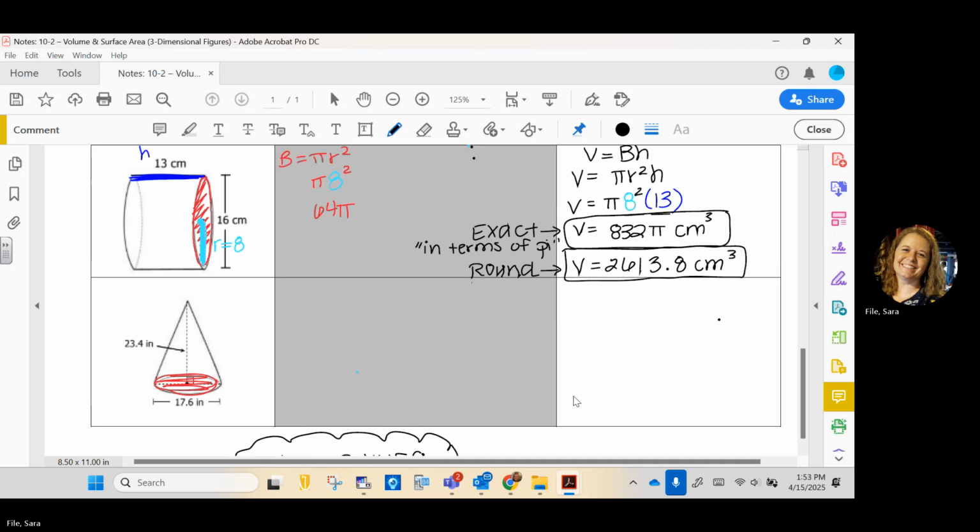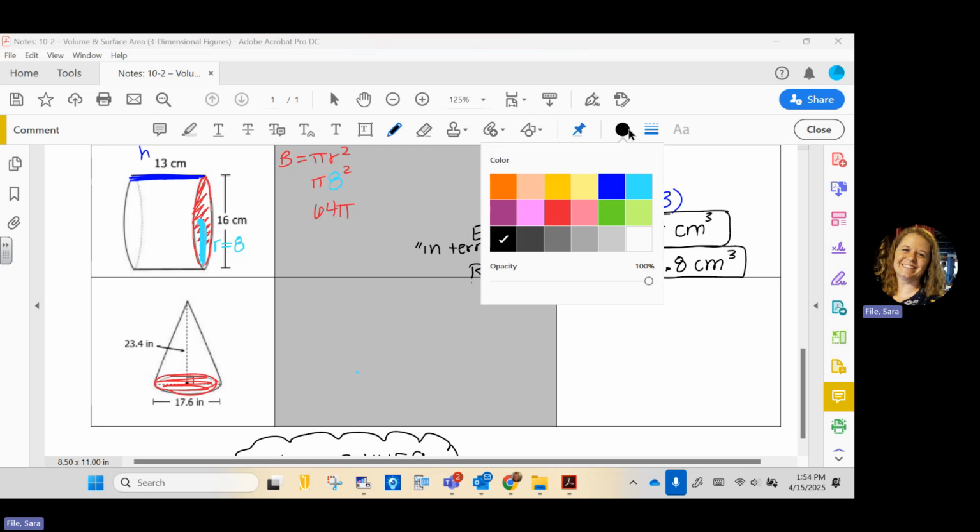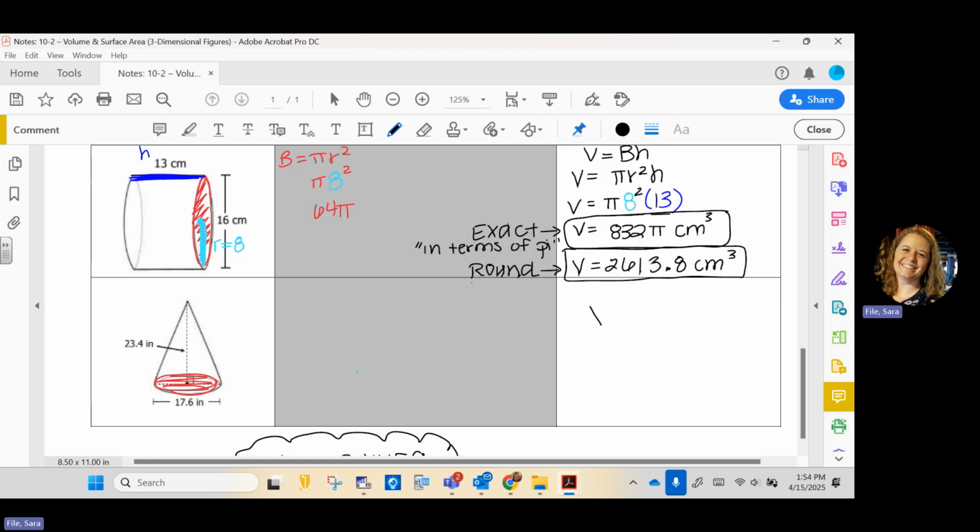All right, same idea here. Need that decimal back. Got the area of the base. Let me write the formula again here. This one is a cone, so it's going to have that 1/3 again. So you can write it as 1/3 B times H. But remember, the area of the base, so when it's a circle, is just pi r squared.